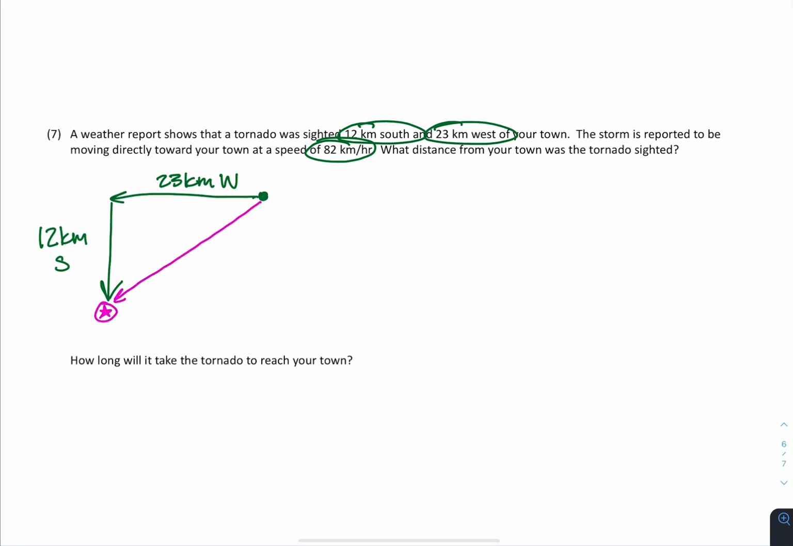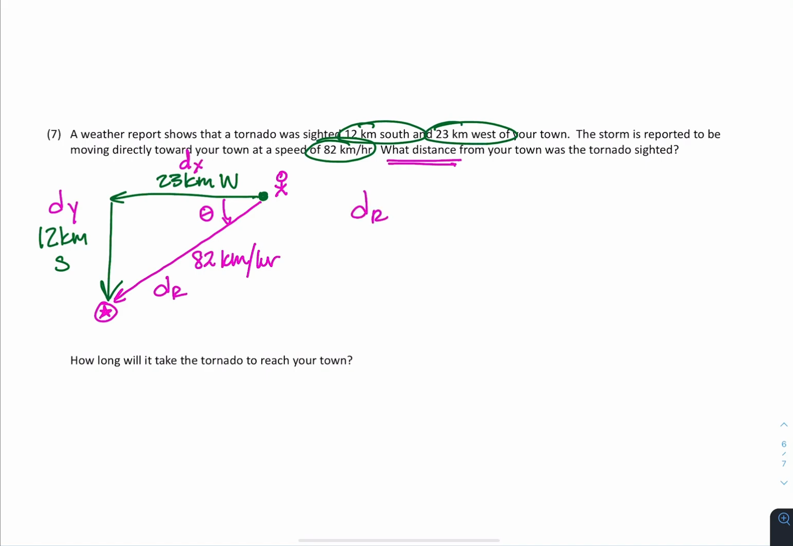So the tornado is located right here. Now it says it's moving towards us. So here we are, we're up here. This is our town. And it's moving at a speed of 82 kilometers per hour. So we have 2 sets of information here: some distance values, and also this velocity value. We don't know anything about theta. The first question is, what distance from your town was the tornado sighted? So we need to figure out dr. We've got dy and dx, so we're going to use those 2 values to find dr.